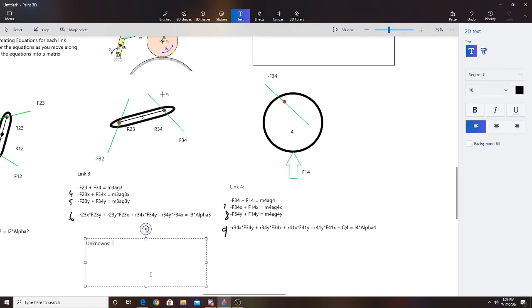Unknowns. We have R12X, R12Y, R23X, R23Y, R34X, R34Y, R41X, R41Y, and then we have Q4. So that is 3, 6, 9. So there are 9 unknowns, 9 equations. Look at that, guys. We did it. So there they are.